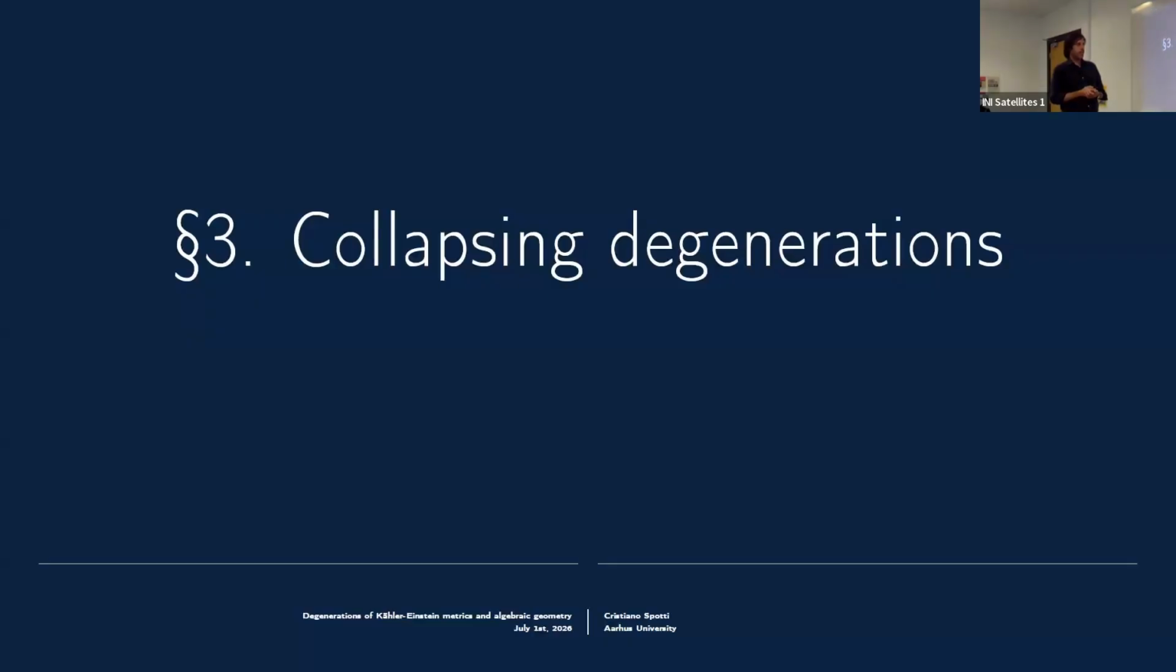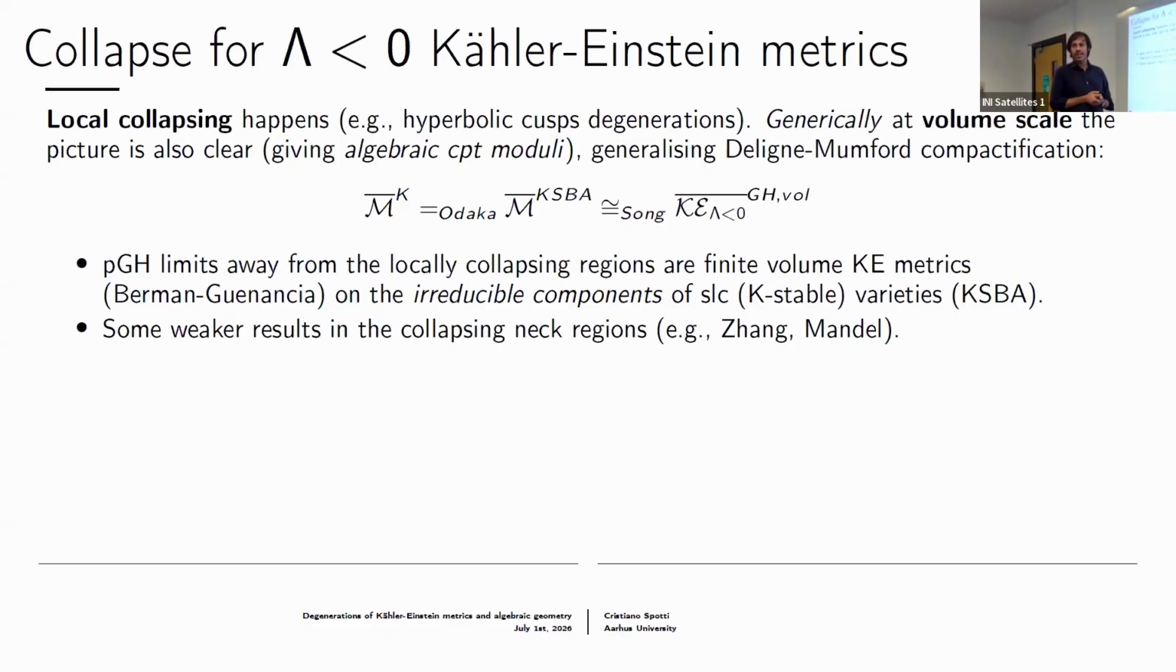But I wanted to, in the last sort of 10 minutes, move a bit onto the collapsing. 5 minutes, yeah. So there are two cases. Now we divide the case according to the value of the Einstein constant. So when the constant is negative, we are in the negative Kähler-Einstein case. And now at generic volume scale, the picture is pretty well understood by now.